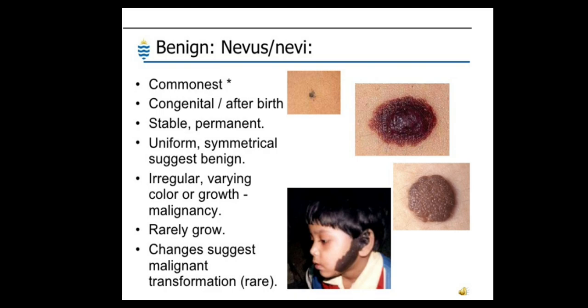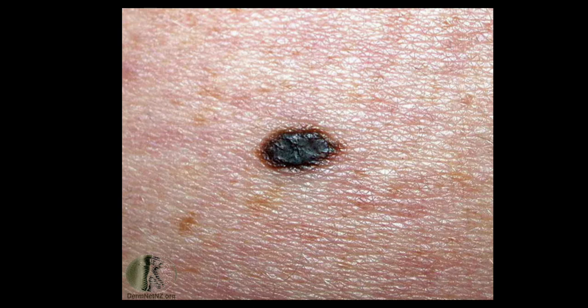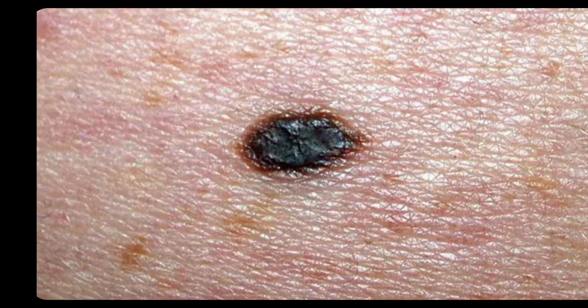And if it is irregular, with variation in its color or variation in its growth, it can indicate a malignancy. So with a long-standing nevus, if it is enlarging in size or changing in color, then you have to think of a malignant transformation. But it is very, very rare, but it can happen also. Now this is again a nevus wherein you can see a lesion.